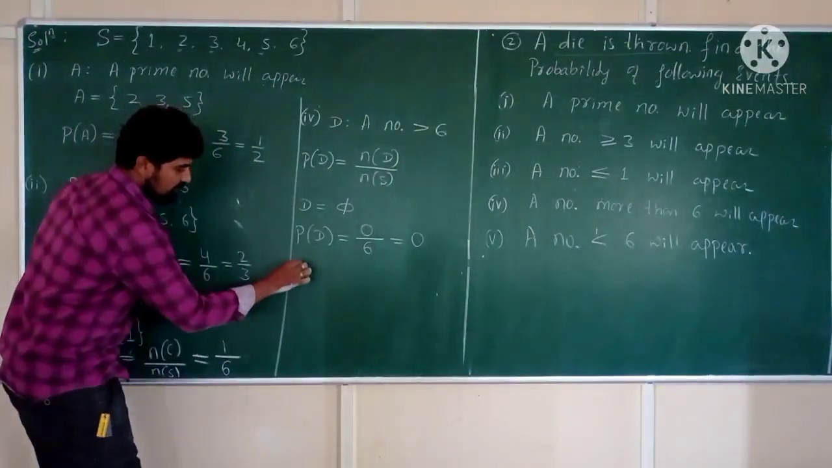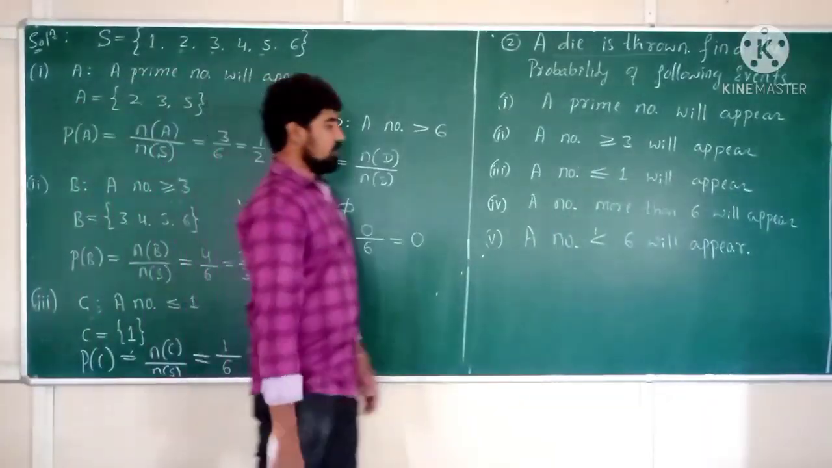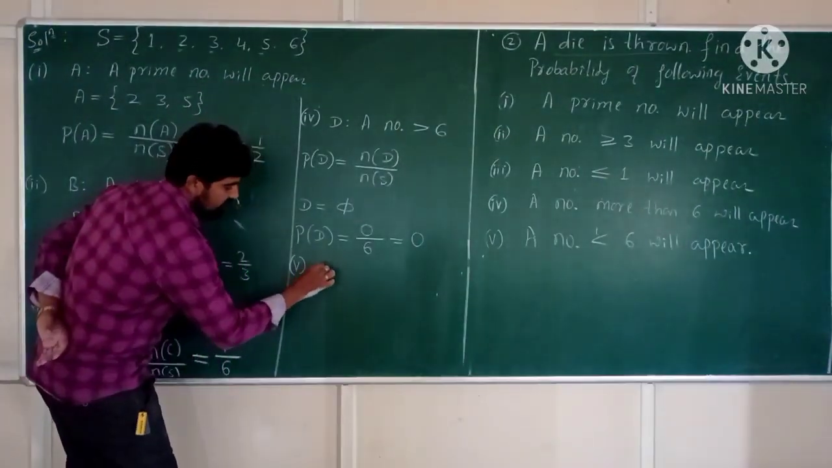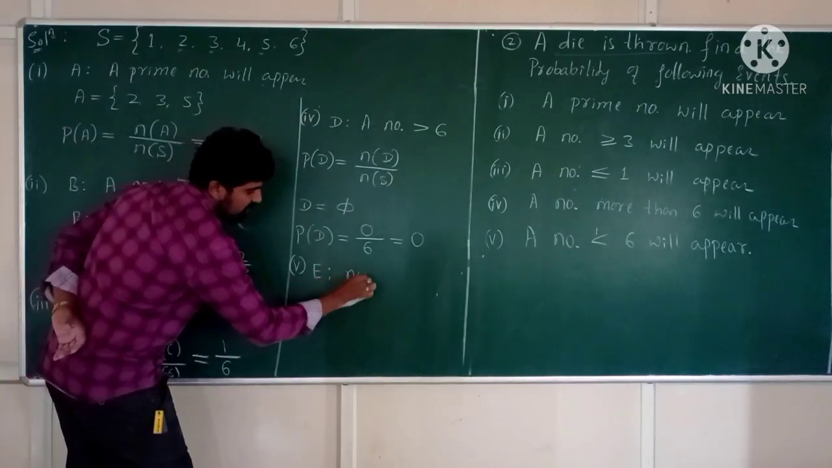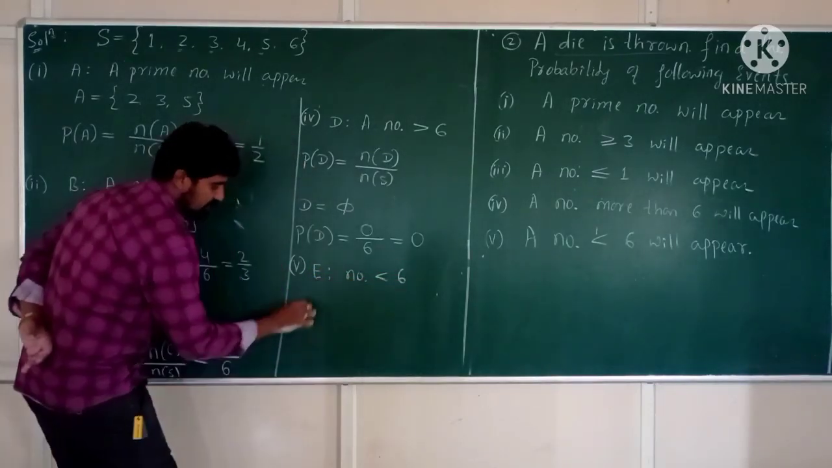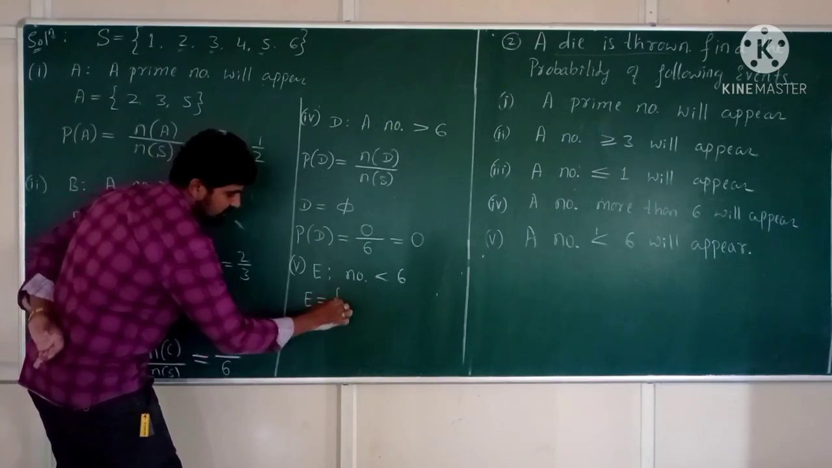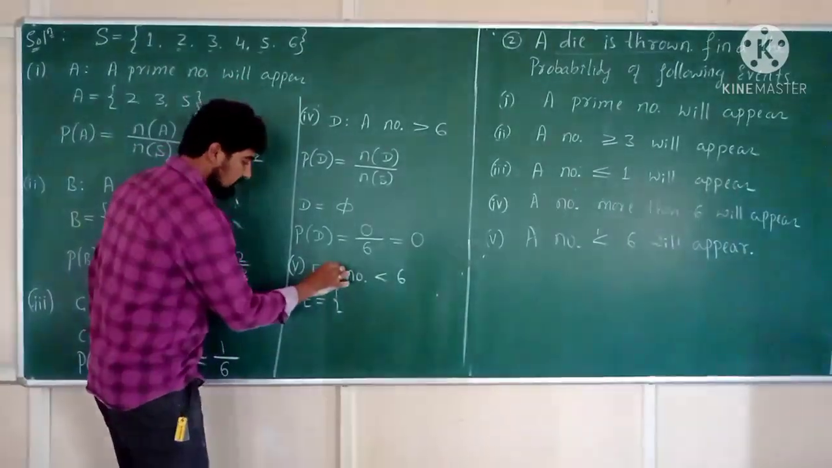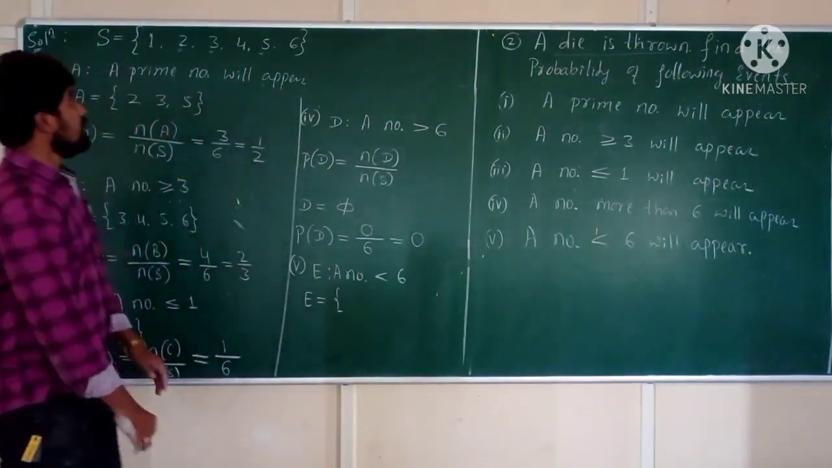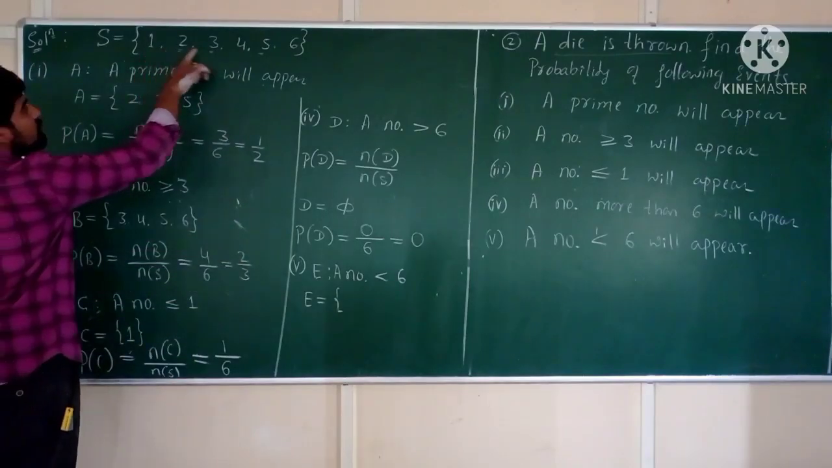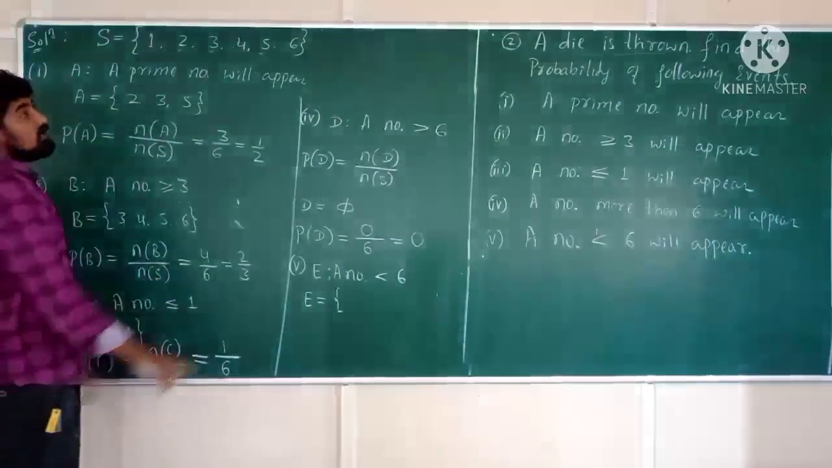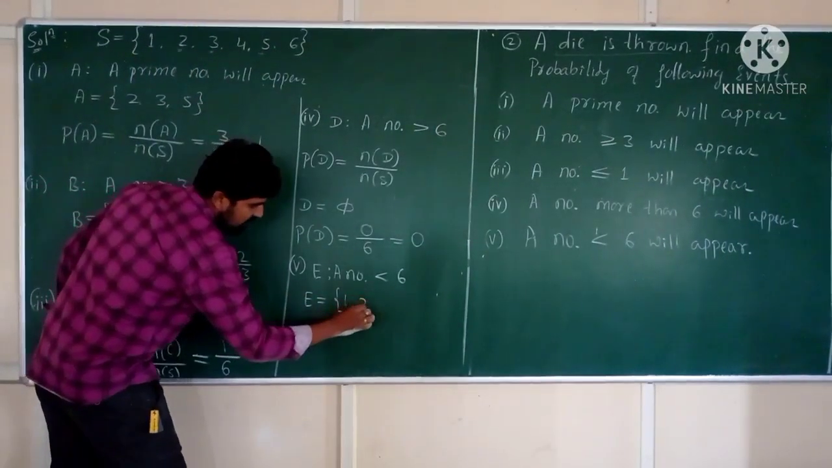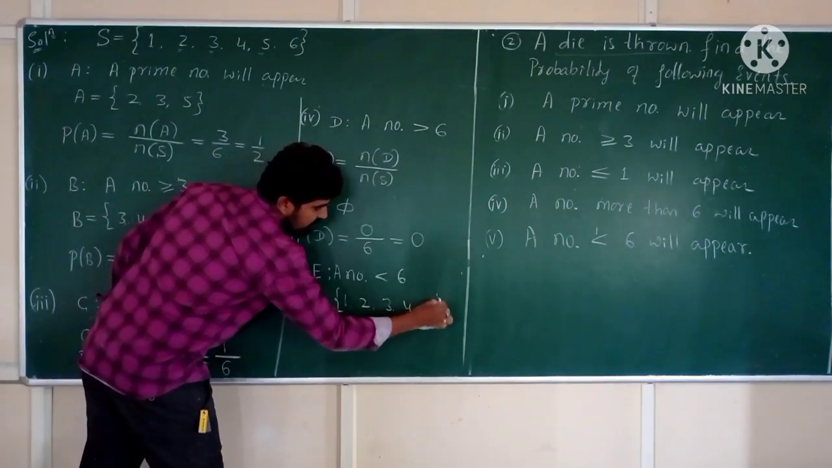Now the fifth one. The fifth one is we need to find the probability of a number less than 6. Let us define the event. E is what? A number less than 6. Therefore, the outcomes present in the event E are given by the numbers which are less than 6. When a die is thrown, the possible outcomes are 1, 2, 3, 4, 5 and 6. Among these, the numbers which are less than 6 are 1, 2, 3, 4 and 5.